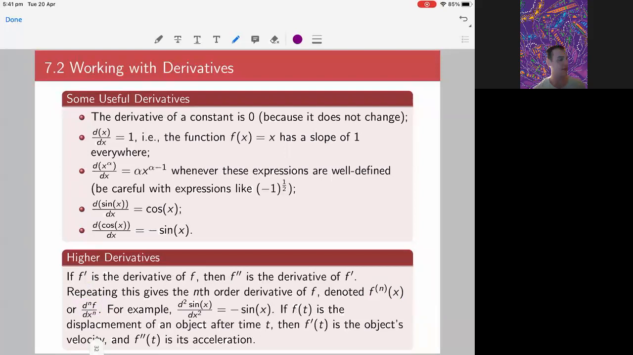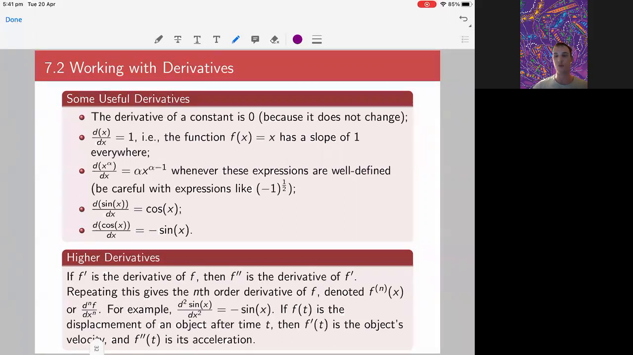Now, second and first derivatives come into play a lot, especially in physics, because if you're using a function f of t to describe the displacement of an object at time t, so how far it's traveled, where it is, then the first derivative is defined to be the object's velocity, how quickly it's moving. And the second derivative is its acceleration, how quickly its velocity is changing. So you will have seen these things before, perhaps.